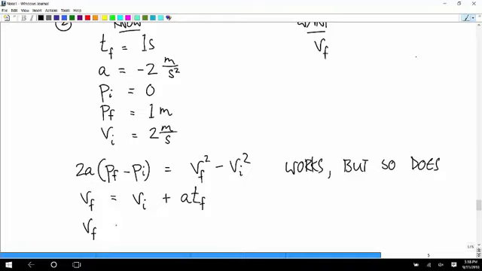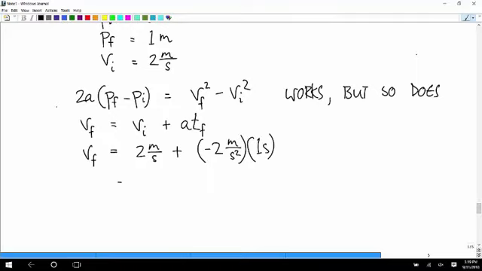Just give me 2 more minutes. V final is equal to 2 meters per second plus negative 2 meters per second squared times 1 second. And so that's equal to 2 meters per second minus 2 meters per second. And so V final is 0.